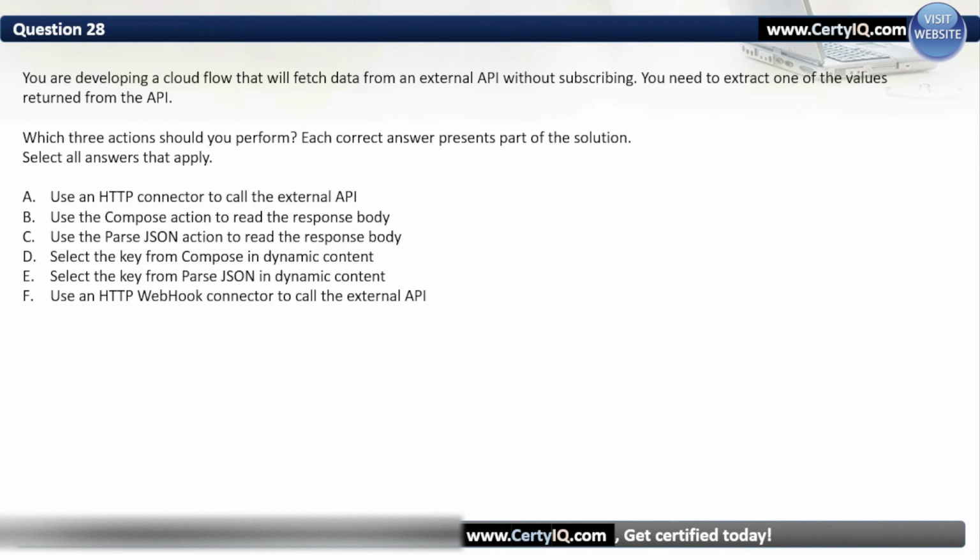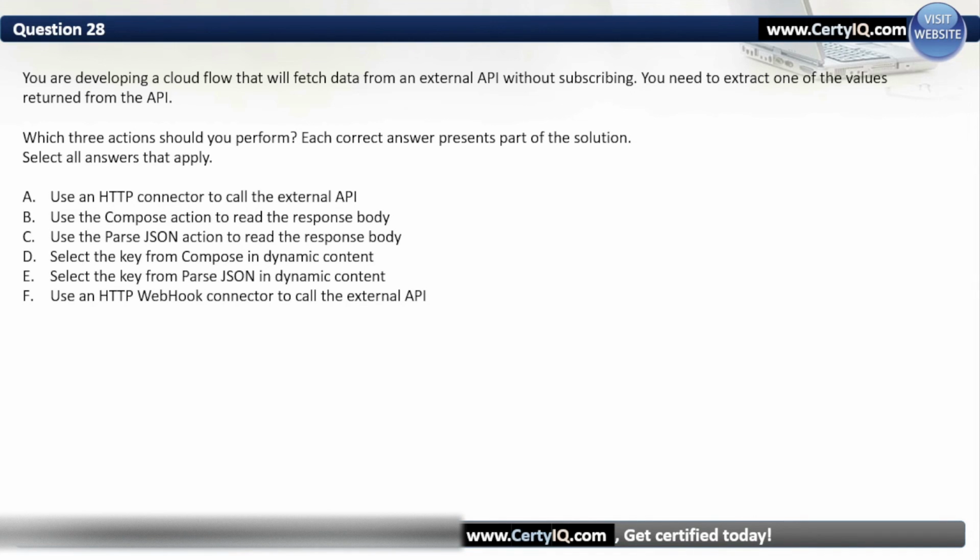Question 28. You are developing a cloud flow that will fetch data from an external API without subscribing. You need to extract one of the values returned from the API. Which 3 actions should you perform? Each correct answer presents part of the solution. Select all answers that apply. The correct options are A, C, and E.